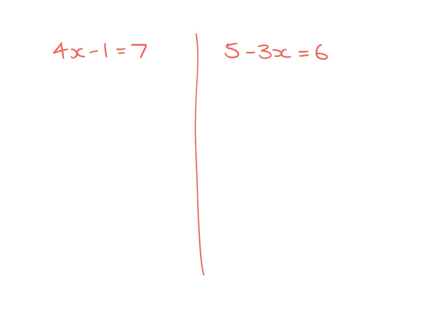So we've got 4x minus 1 equals 7. We're going to do the one on the left-hand side first. What's the first thing we want to try and get rid of? The 1. Why do we want to get rid of the 1 first? Plus 1 on each side, because it's so easy. Yeah, because we do the opposite of BEDMAS.